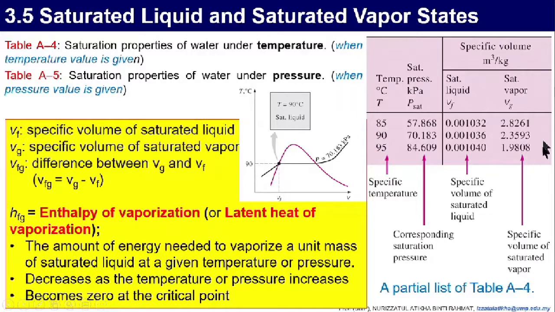Okay, this is just a partial list of table A4. Here you can see the temperature is given at the left side of the table. So if it is in temperature, then it is table A4. Then you can see saturated liquid VF, saturated vapor VG. At the right hand side, you will see VFG, HF, HFG, HG. That you can refer to the table by yourself.